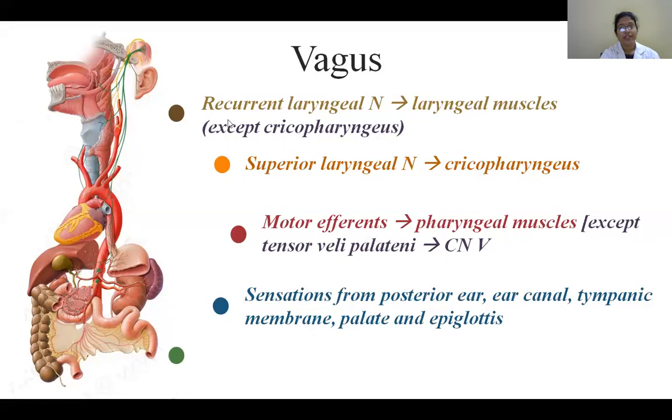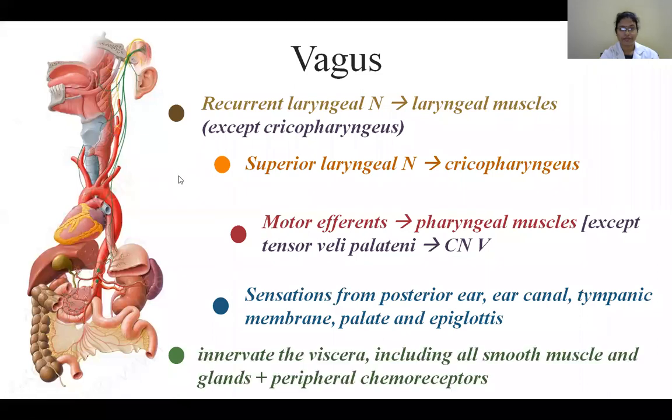Now, vagus is also associated with sensations from the posterior ear, tympanic membrane, palate, as well as epiglottis. And also, it innervates viscera, including all smooth muscles and glands, and it also carries sensations from the peripheral chemoreceptors as well as baroreceptors. So, vagus has got lots of job to do.